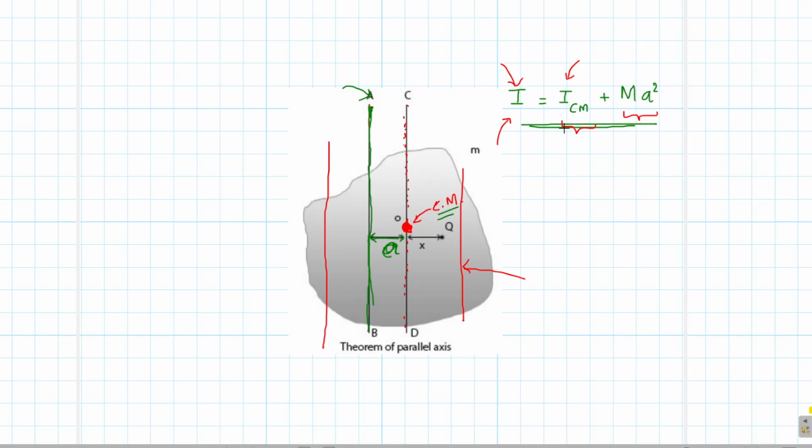One more point that you need to remember: the moment of inertia of a body is not a constant for all axes. About one particular axis, the moment of inertia will be a constant. But if you take another axis, the moment of inertia will have a different value, because I is equal to summation m r squared. So depending on the choice of the axis, the moment of inertia will be different. I hope you understood the concept of the theorem of parallel axis. This can be applied in a lot of situations to find the moment of inertia about the tangent of a sphere, the tangent of a disk, or any arbitrary body.